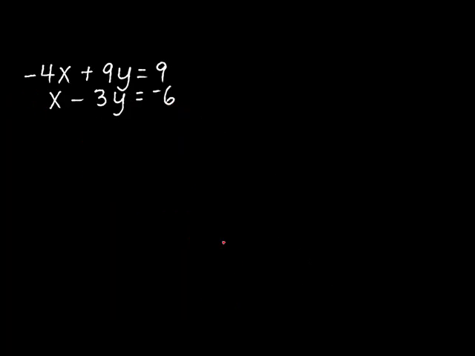Okay, now we're going to move on to a problem that's just a little more difficult. The reason it is a little more difficult is because I don't have coefficients that are opposites right off the bat. I'm going to have to do a little manipulating on one of the equations to make that happen. Now, I've got a couple choices here. For me to turn the x terms into opposites, I could multiply the second equation by 4. That would give me a 4x and a negative 4x. That'd work. I could also multiply the second equation by 3.